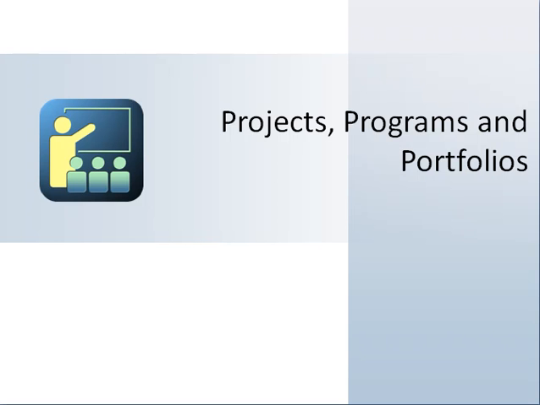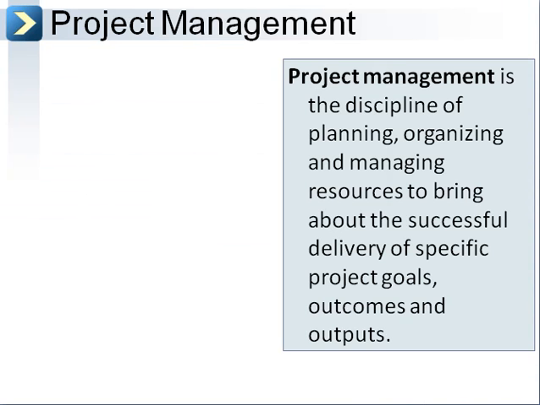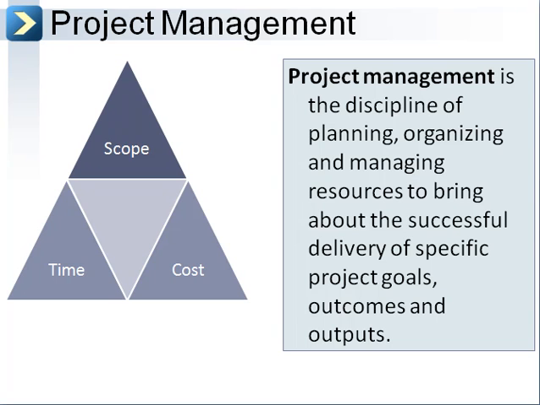We'll address this by starting to define each of these terms and looking at the role of the project manager in managing each of them. So let's start with project management. As defined in an earlier module, project management is the discipline of planning, organizing, and managing resources to bring about successful delivery of project goals, outcomes, and outputs. All of this is completed within the context of delivering project goals, outcomes, and outputs on time, on scope, and within the cost allocated and according to the parameters of quality agreed on for the project.